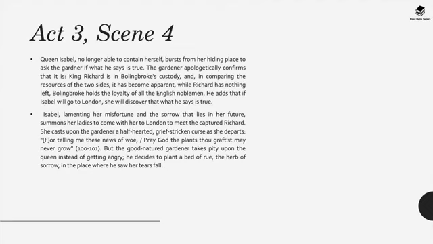Isabel, lamenting her misfortune and the sorrow that lies in her future, summons her ladies to come with her to London, to meet the captured Richard. She casts upon the gardener a half-hearted, grief-stricken curse as she departs. But the good-natured gardener takes pity upon the queen instead of getting angry. He decides to plant a bed of rue, the herb of sorrow, in the place where he saw her tears fall.